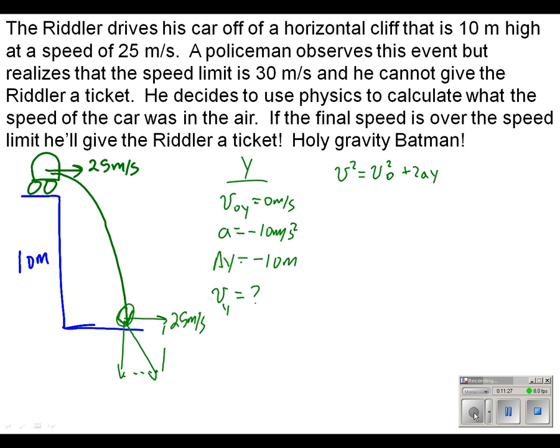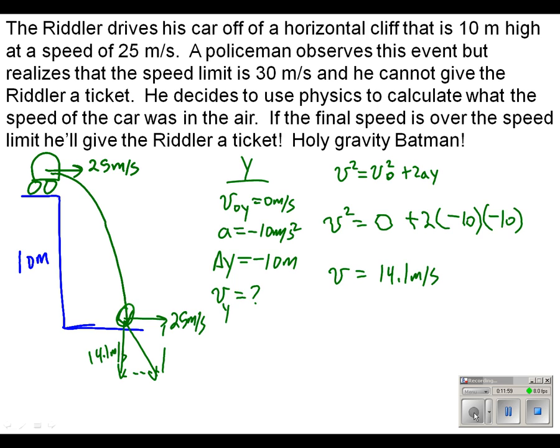I plug in my values here and I get v squared equals v0, that's 0, plus 2 times a, which is negative 10 meters per second squared, times the delta y, which is negative 10 meters. And so now the velocity equals the square root of 200, which is 14.1 meters per second. So we have 14.1 meters per second right here.